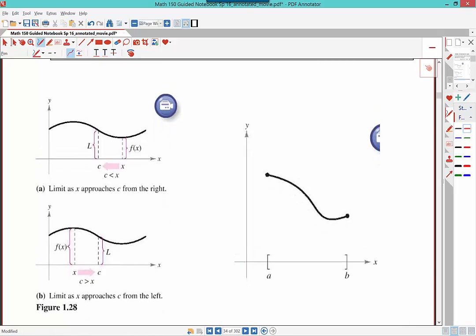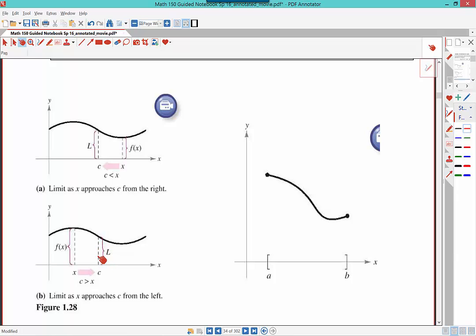So the top graph we are examining as x is approaching c from the right side. If you look at this graph, trace along it as you're approaching c from the right side. This is just any given x value as you're coming over here. And your limit L is this y value here. Now from the left side, do you see that you get the same output value, y value? It's the same limit L.